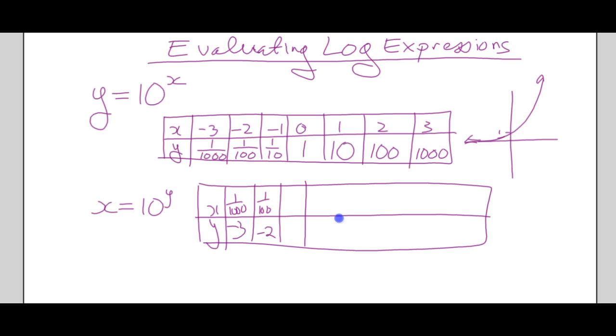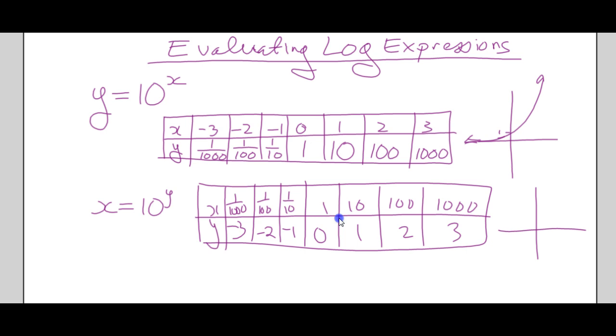1/100th and negative 2, right? So we're just taking the table and kind of flipping, right? Interchanging the x and y values. 1/10, -1, that'll be 0, a 1, a 2, and a 3, a 1, a 10, 100, and 1,000.